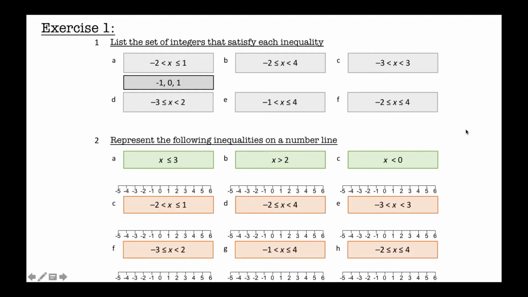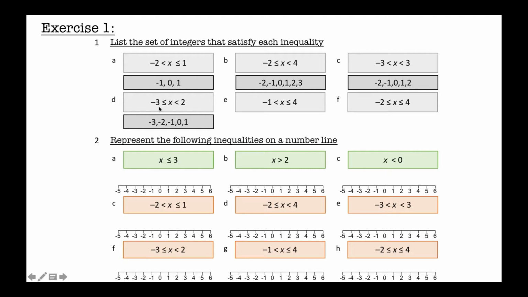Okay, if you paused the video, you have here anything between -2 and 4. So it does include -2, but it doesn't include 4. So we have -2 there, but we don't have 4 here. We only have up to 3. And then here it doesn't include -3 or 3, so it's anything from -2 to 2.